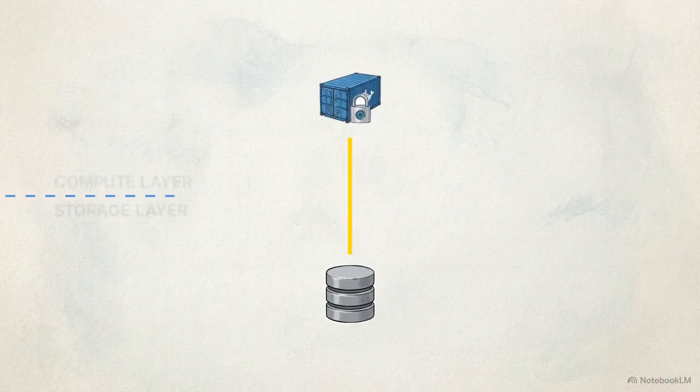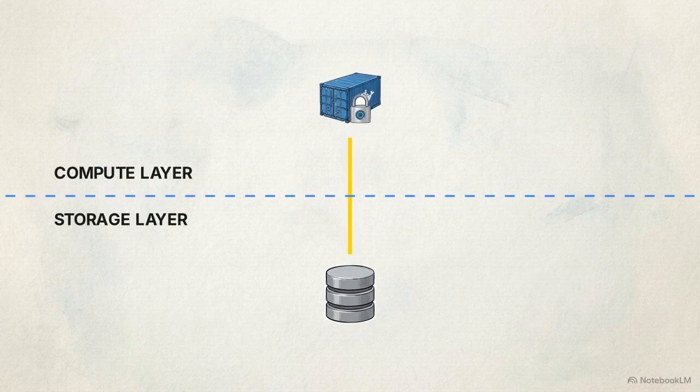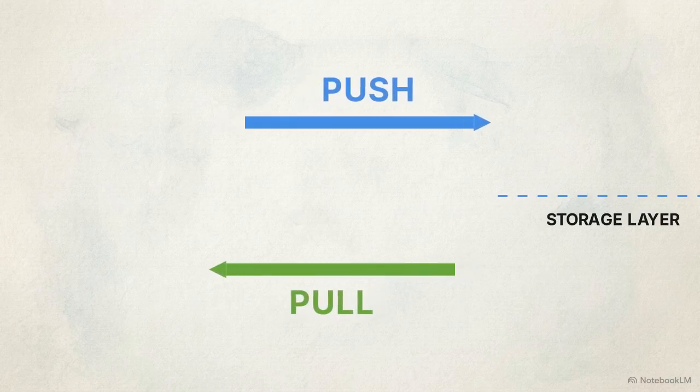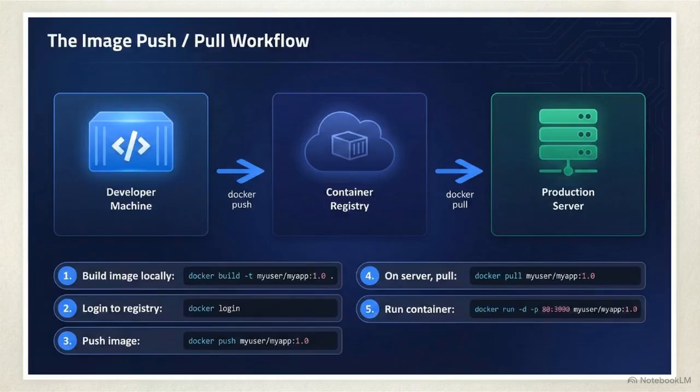With the compute layer isolated and the storage layer decoupled, teams can execute the ultimate operational workflow of containerized architecture, the push and pull model. The lifecycle begins when a developer builds an image locally. Once verified, they use the docker push command to upload that exact artifact to a centralized storage hub. This hub is known as a container registry.